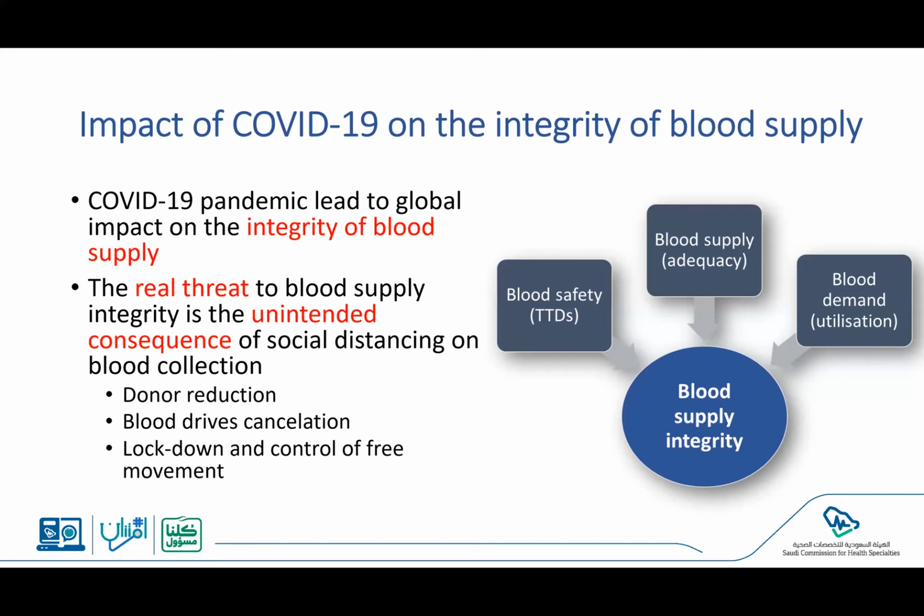However, the real threat to the blood supply is the unintended consequence of social distancing, which is the core preventive measure now advocated by all health organizations, that people should be kept away and stay in homes, not have gatherings, and keep themselves away from any risk of infection. And this directly resulted in donor reduction and blood drive cancellations, and the situation has been worsened by the lockdown in some areas or cities, and also the partial control of free movement, so donors could not easily access blood centers.